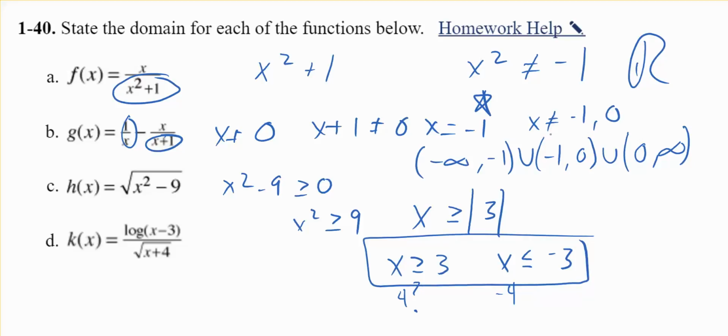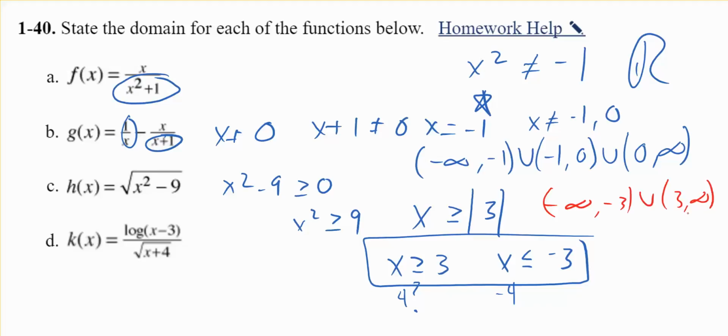And I can write that in interval notation. Let's grab another color for this one. -infinity to -3, and 3 to infinity. That's kind of a cool one. We go from -infinity to -3. We skip everything in between, skip 0, -2, all those, and then we keep going.